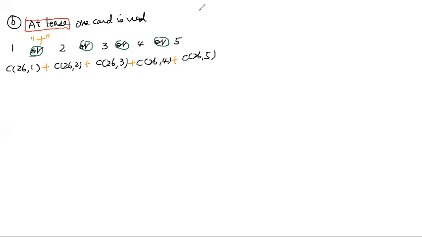And overall, the sample space, right? So the sample space here is C(52, 5). This is one way you can do it. And if you do it this way, you need to put into the calculator how many times? 5 times, right? You need to calculate C(26,1), C(26,2), C(26,3). You need to do it 5 times.